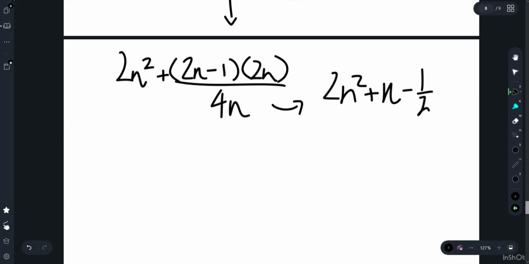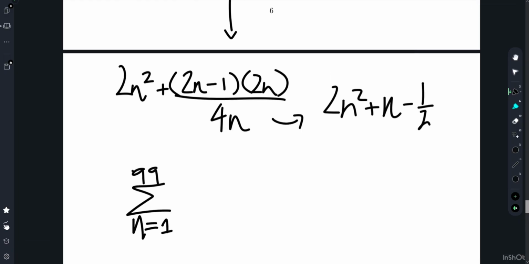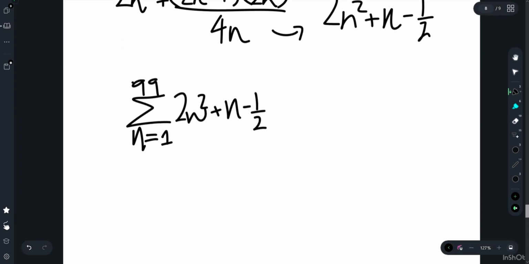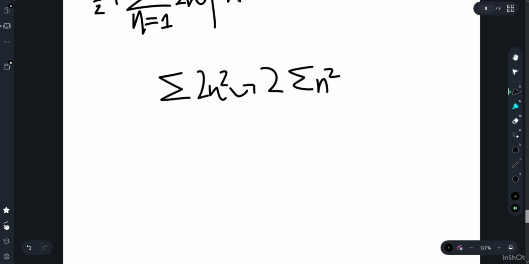We want to find the summation of this for all n. First, let's take the negative 1/2 out of the summation, as it is a constant. Then let's handle the rest separately. What is the summation of 2n squared? That is just 2 times the summation of n squared, and there's a formula for the sum of n squareds.